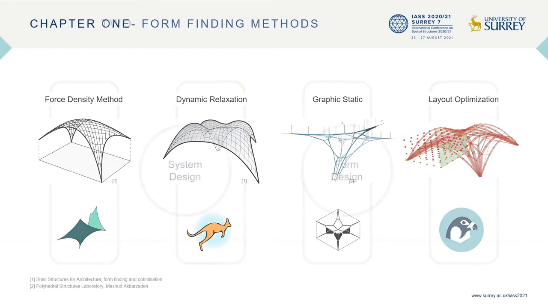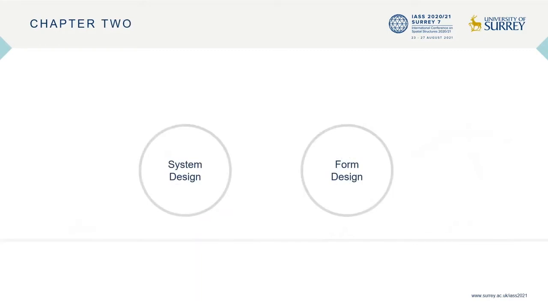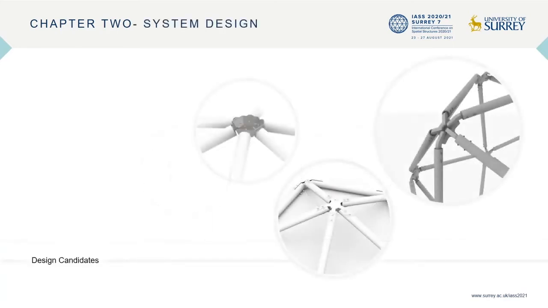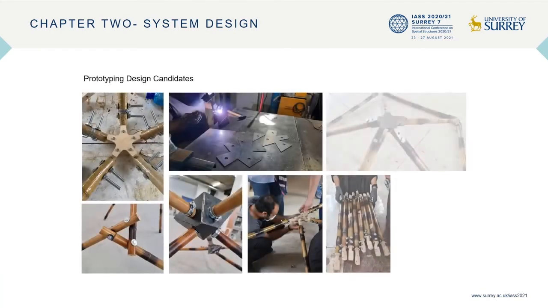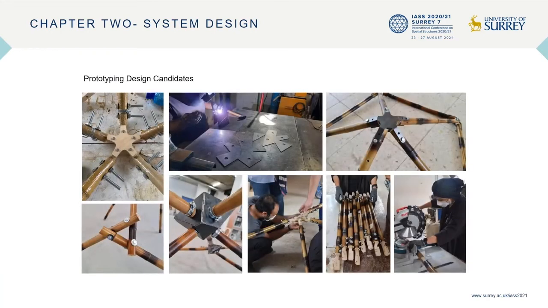With all the information gathered in the previous chapter, we moved to the second chapter with 2 main objectives of system design and form design. In a series of brainstorming sessions, various systems were proposed until a handful of them were chosen as final candidates. These candidates were then prototyped to experience the fabrication process of each one. For this, a limited number of participants were able to visit the Fab Lab and have hands-on experience.